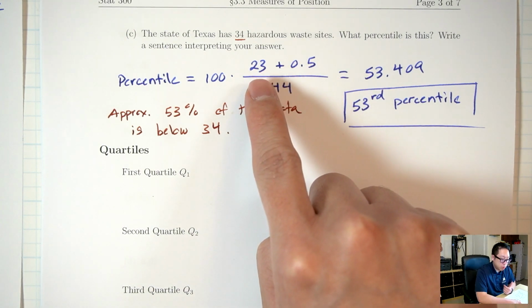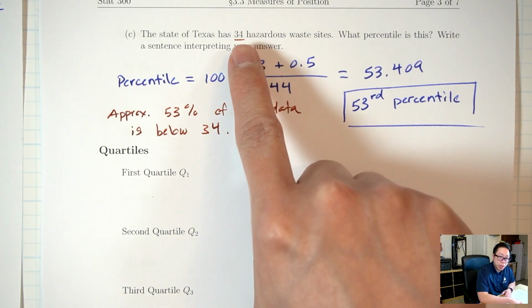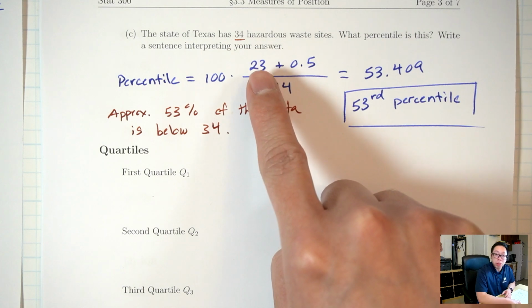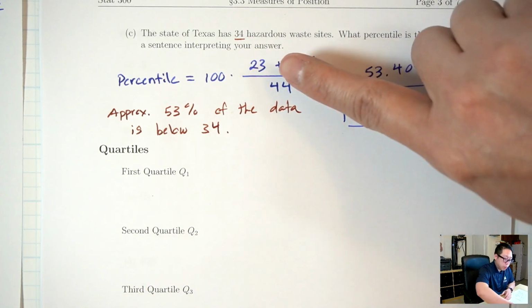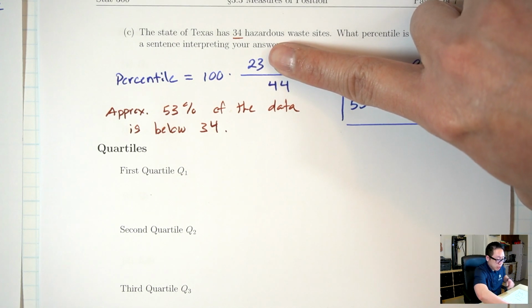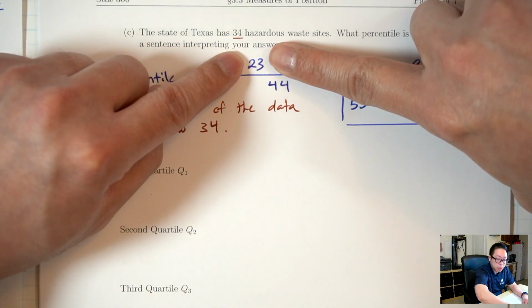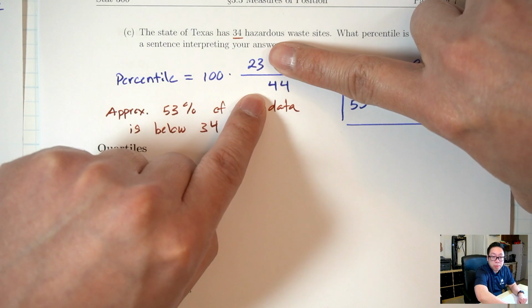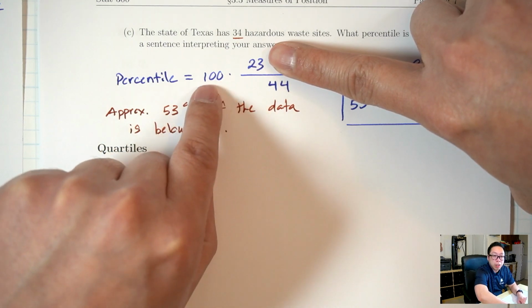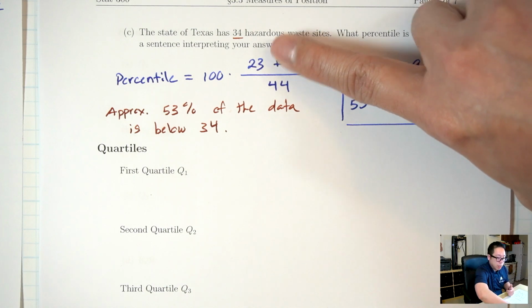So if I want to know what percent is below 34, I should actually count how many is below 34. And that's what the 23 is. Okay, if the 0.5 wasn't there, I think the formula would make sense. So we're counting how many is below. We're dividing it by the total, right? And then we multiply by 100. So multiplying by 100 just converts it to a percent.